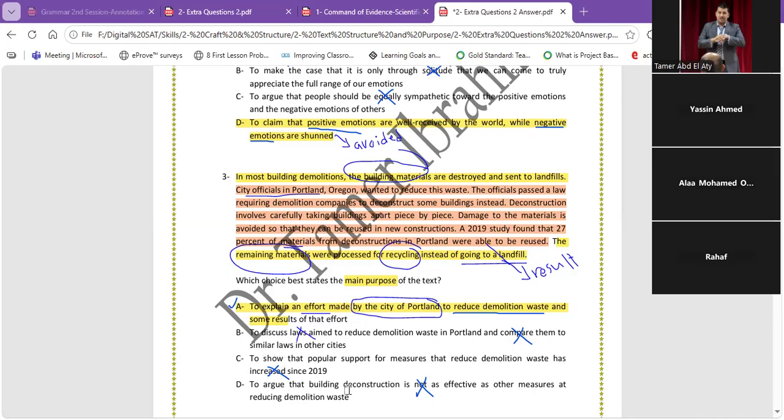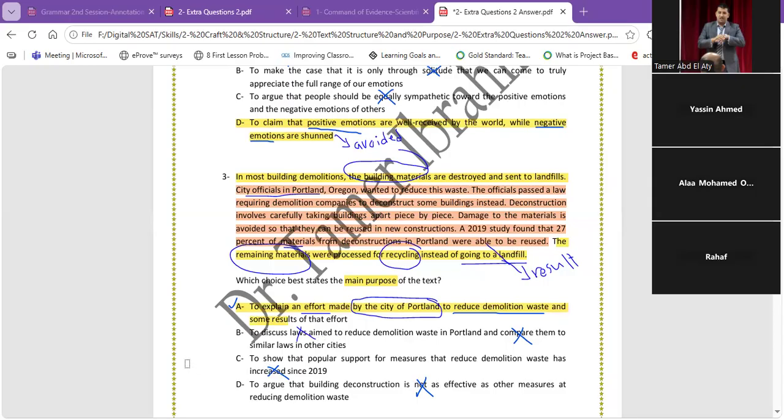Let's look at B, to discuss laws aimed to reduce demolition. Actually, there are no laws in the first and last sentences. He doesn't talk about any kind of laws, nothing. There is no comparison to laws in other cities, because we can't even find the city of Portland, so where are the other cities? Completely wrong. No part here is right. So I cancel it.